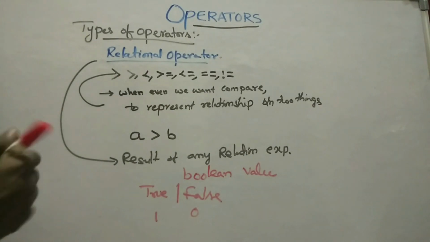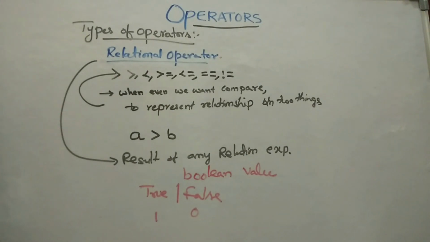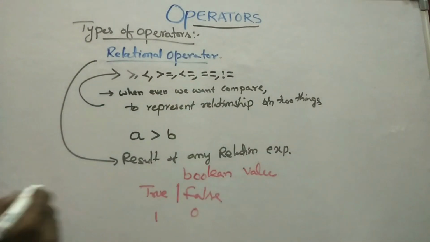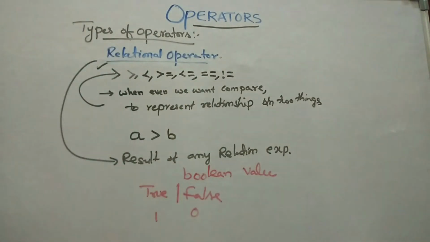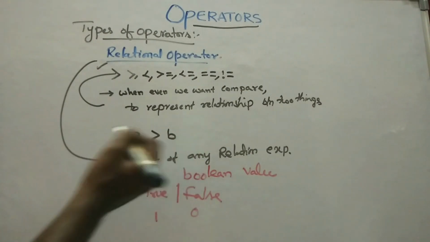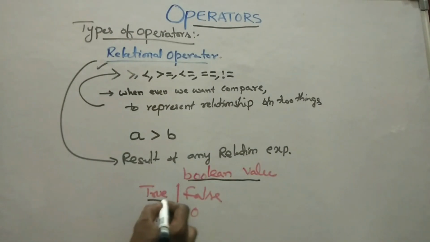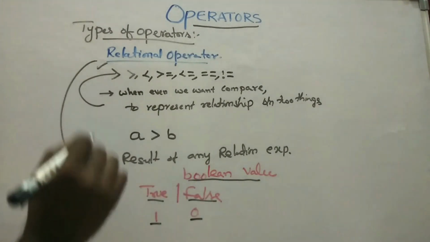Clear? You use the relational operators whenever you want to compare, or if you want to represent the relationships between two things, right? Then what is the result of a relational expression? If A is greater than B, then it may be true or false. That means the output is in the form of a Boolean value, either true or false. True is nothing but 1 and false is nothing but 0.